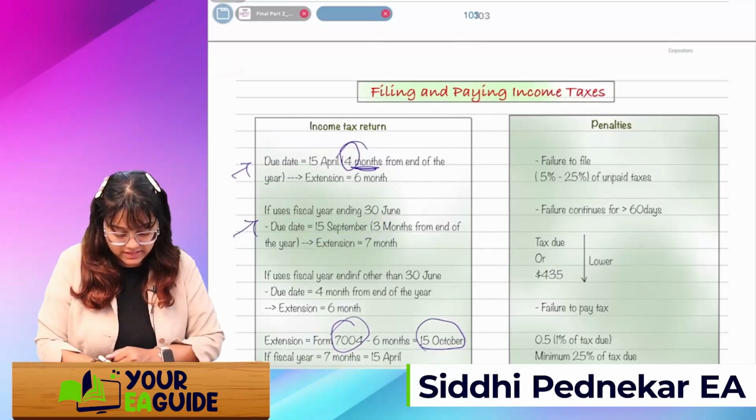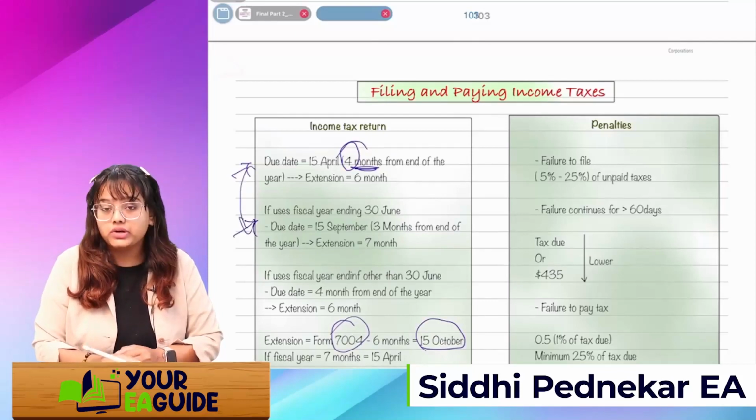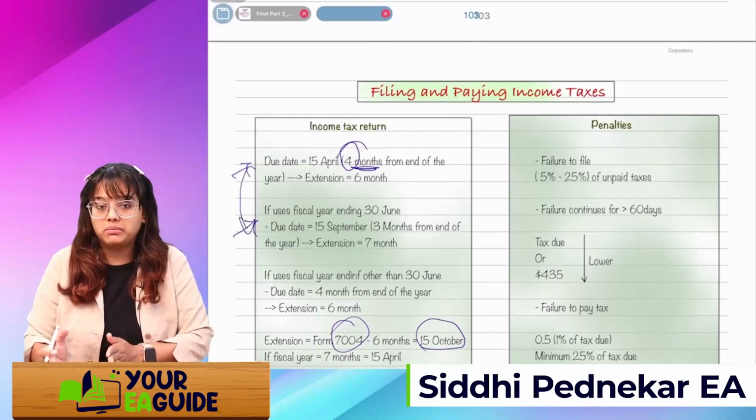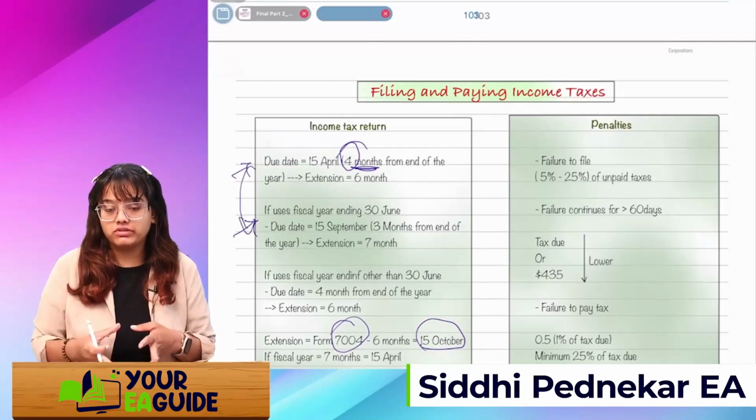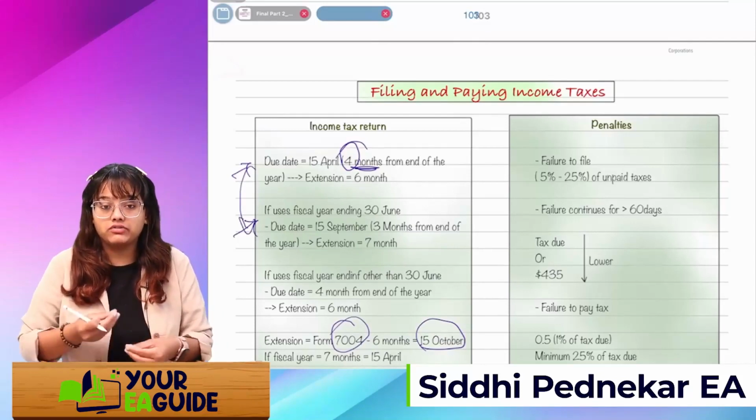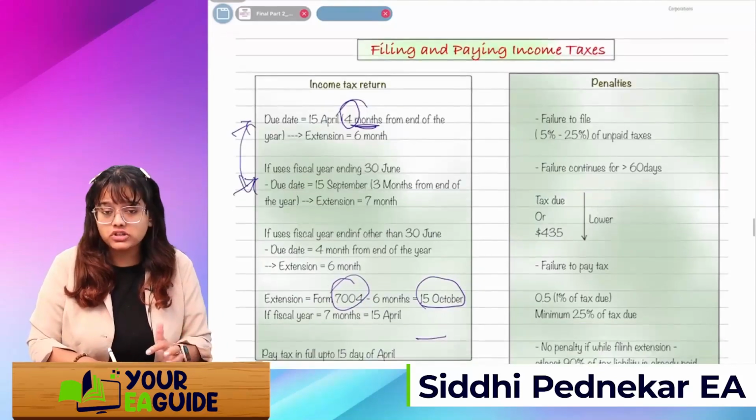The second one is the exception to the first rule. The due date is normally the 4th month after the end of the year, but if your fiscal year is ending on 30th June, it will be the 3rd month after the end of the year. And the extension will be 7 months.